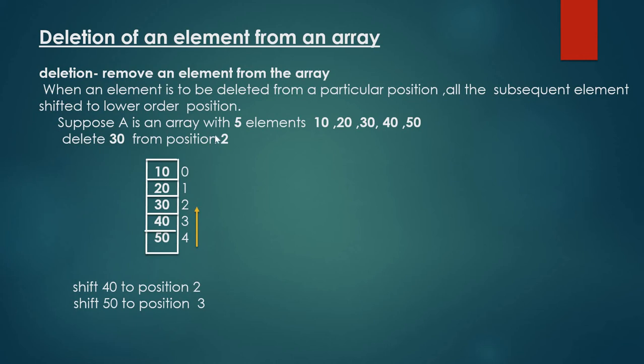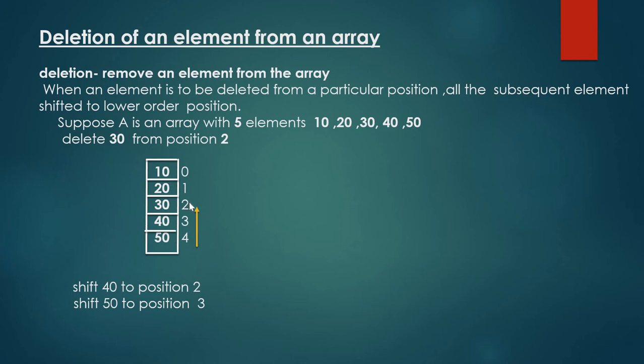Suppose A is an array with 5 elements, that is, the number of elements is 5. The elements are 10, 20, 30, 40 and 50. Delete 30 from position 2. That is, we need to delete the element from position 2, this 30 from this array. See here, this is the array. Subscripts are 0 to 4. That is, the first subscript is 0, the ending subscript is 4.